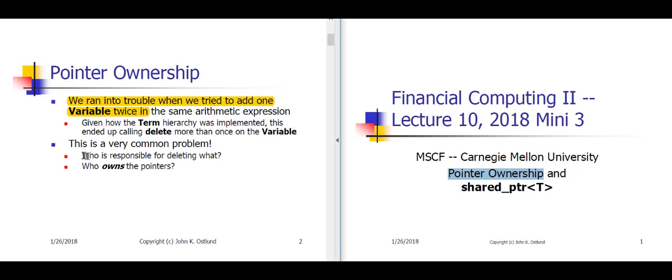So this gets us to a very common problem, and gets us to an important question, which is, in your application, who or what owns the pointers to the dynamically allocated objects, and therefore who or what is responsible for deleting those objects when you're no longer using them.